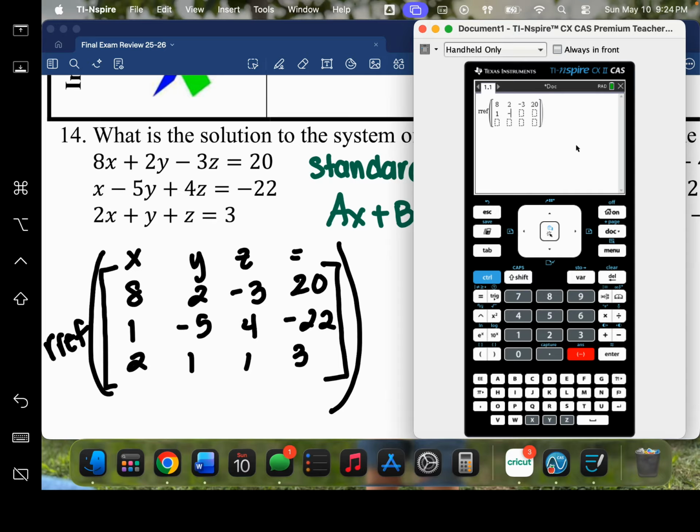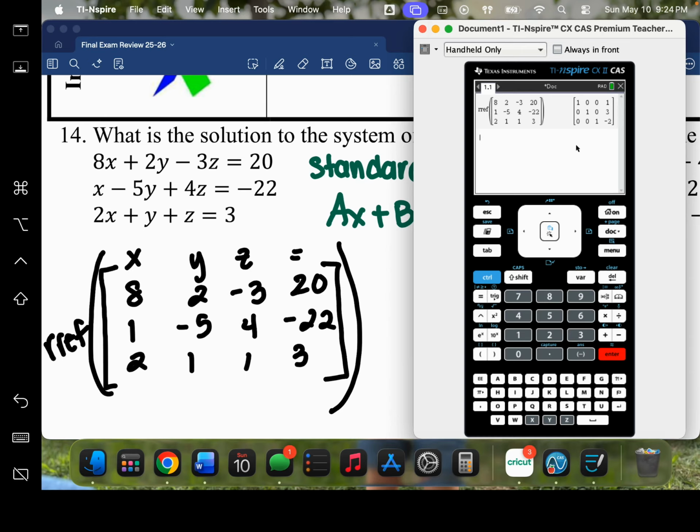And just continue to type in your numbers exactly as they are on your paper. When you're done, simply press enter and the resulting matrix is shown. So what that tells you is that 1 in the first row, 1x, no y's, no z's, is 1. So x is equal to 1.